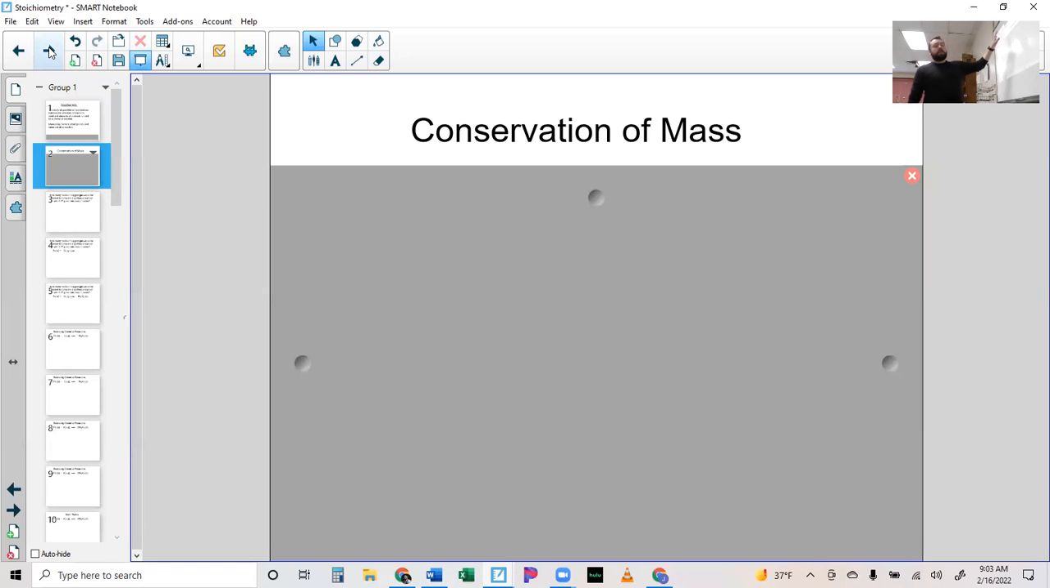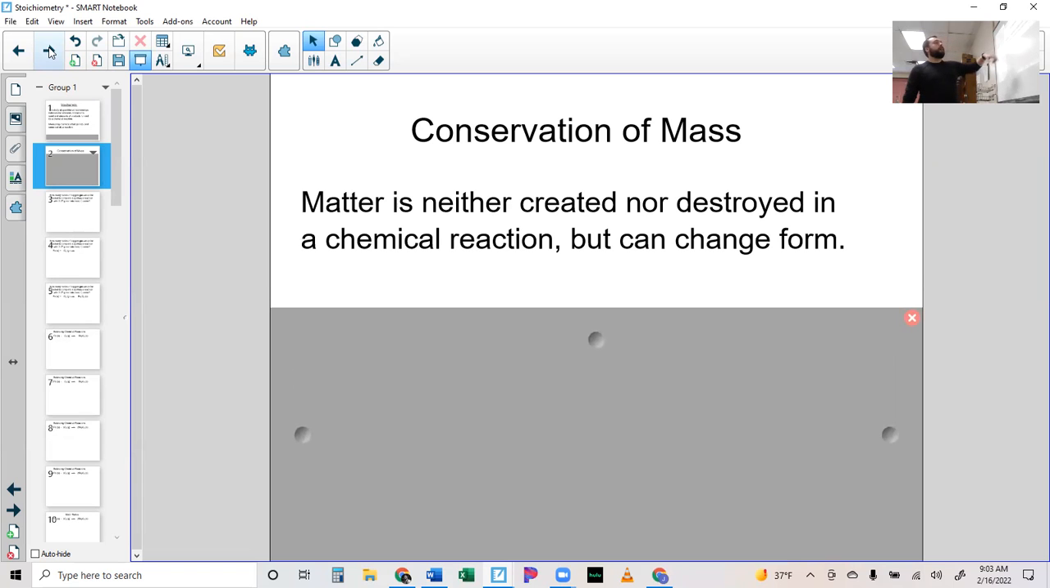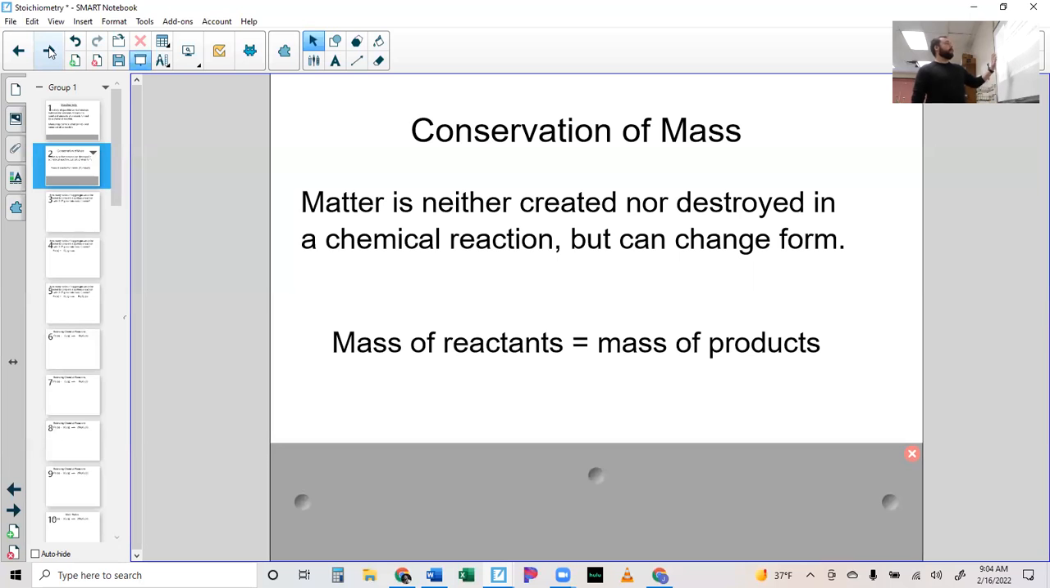So one concept I want to introduce real quick is conservation of mass. Matter is neither created nor destroyed in a chemical reaction, but it can change form. So basically, the mass of reactants is going to be the mass of products.